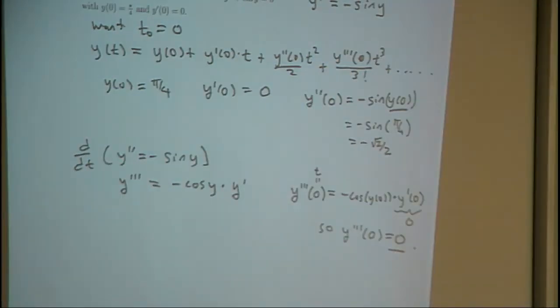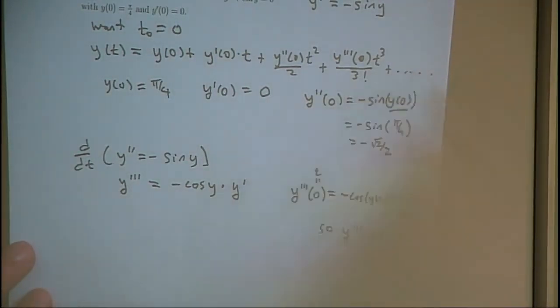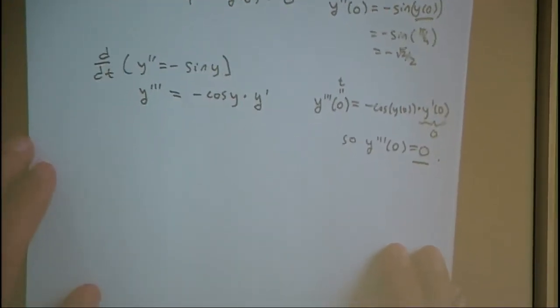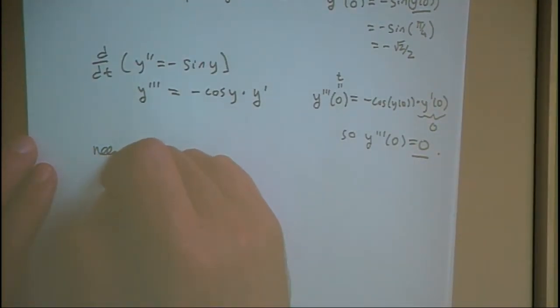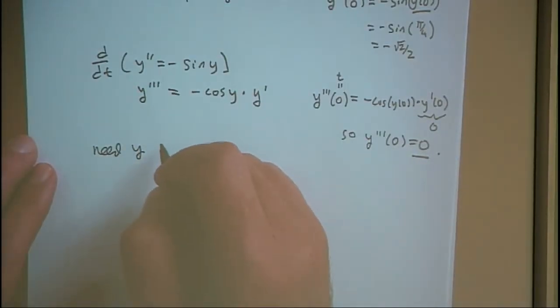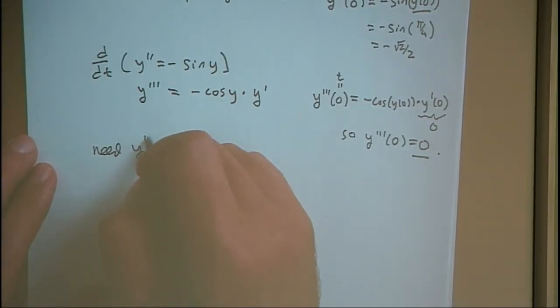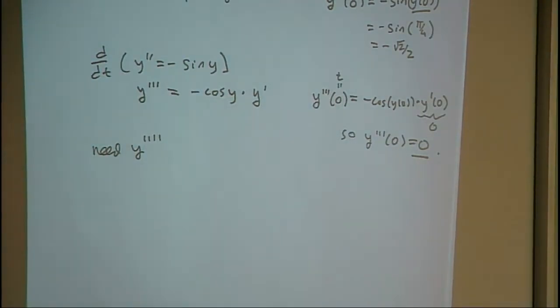Now again, the Taylor series goes on forever, so I need the next term. So I need to grab the next term, which would have been y to the 4th over here, y to the 4th at 0, t to the 4th over 4 factorial. So let's work on that. Okay, so we need y to the 4th. 1, 2, 3, 4. At some point, these tick marks aren't a good idea, but we'll keep going with that idea. Y to the 4th.